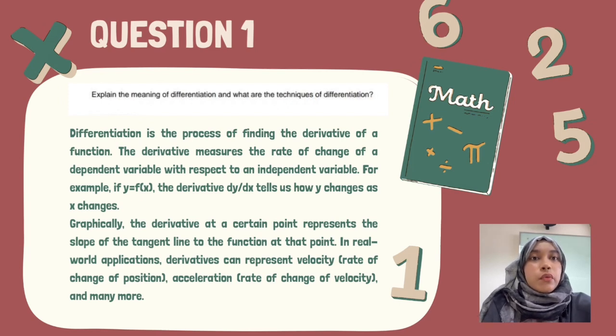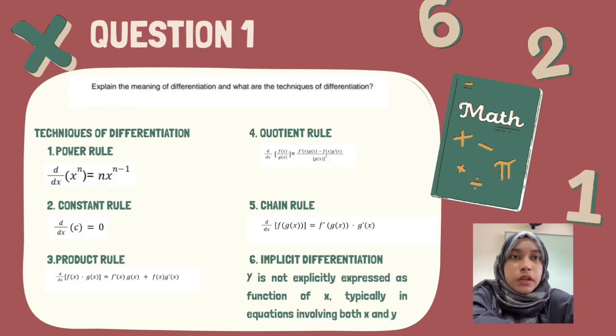For example, if y equals a function of x, the derivative dy over dx tells us how y changes as x changes. Graphically, the derivative at a certain point represents the slope of the tangent line to the function at that point. In real-world applications, the derivative can represent velocity, the rate of change of position, acceleration, the rate of change of velocity, and many more. Here are some of the techniques of differentiation in calculus.